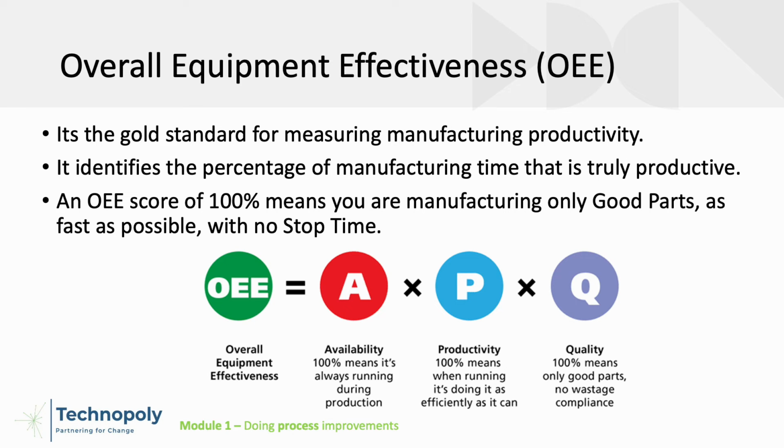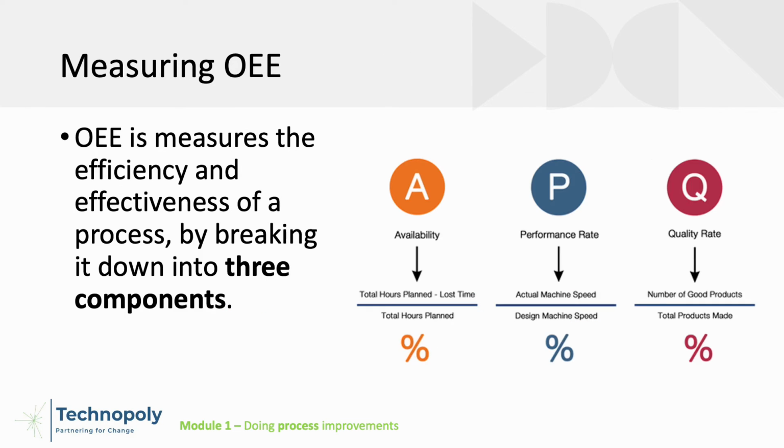If you end up with an OEE score of 100%, it means that you are not only maximizing your time, but you're making good parts as fast as possible with no wastage of time. Truly world-class performance for any process. To measure OEE, we simply take into consideration three components.